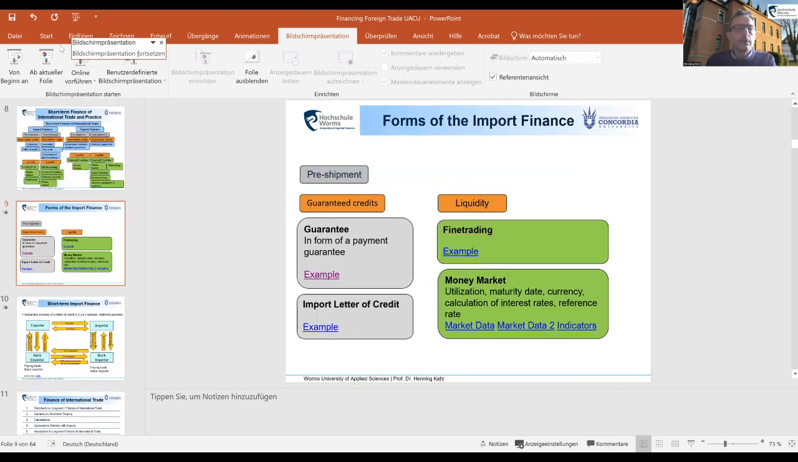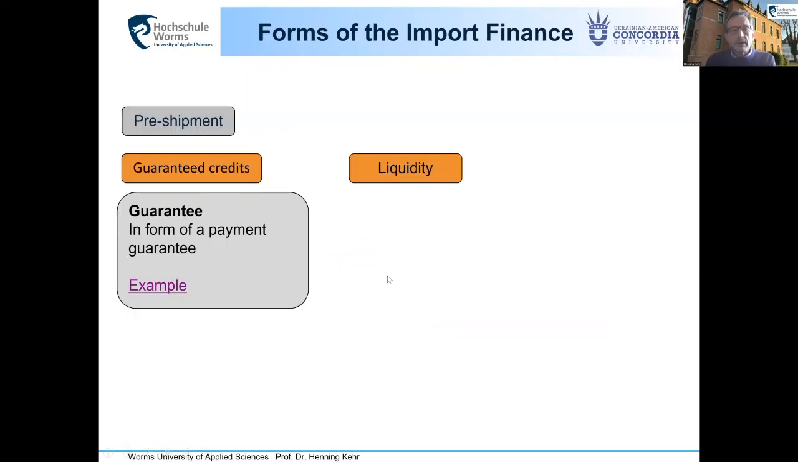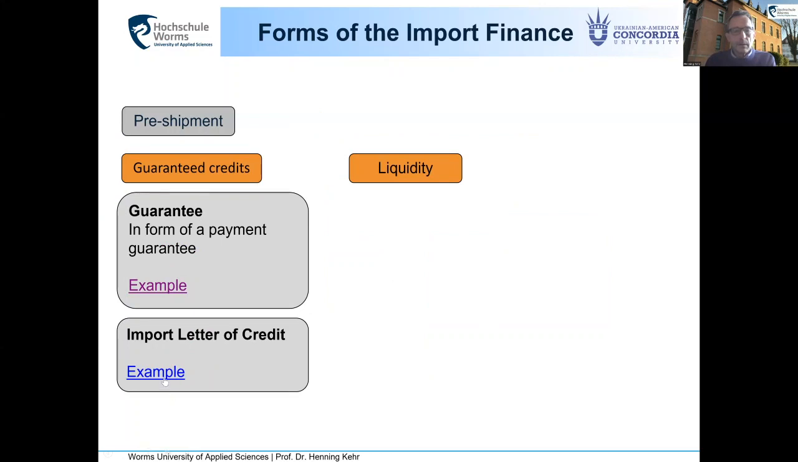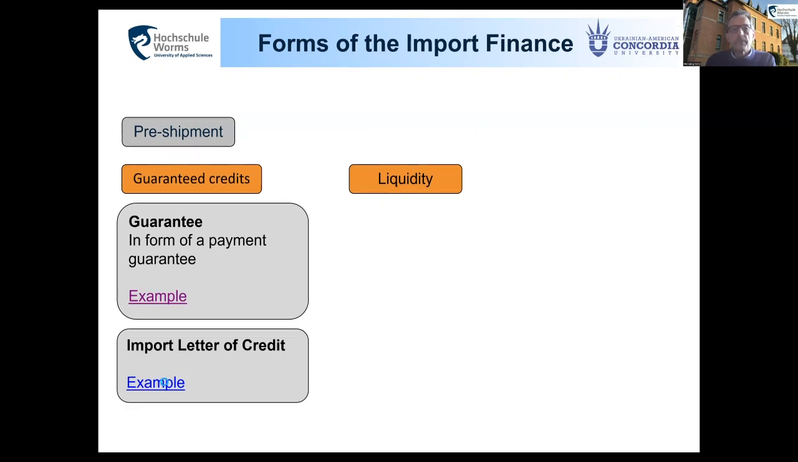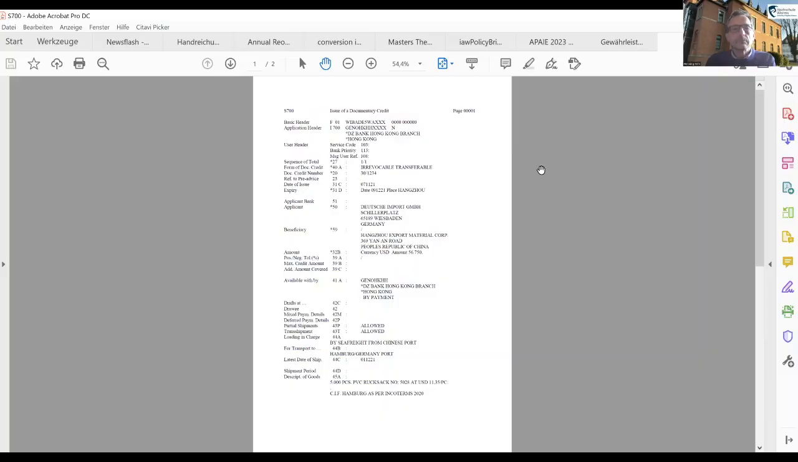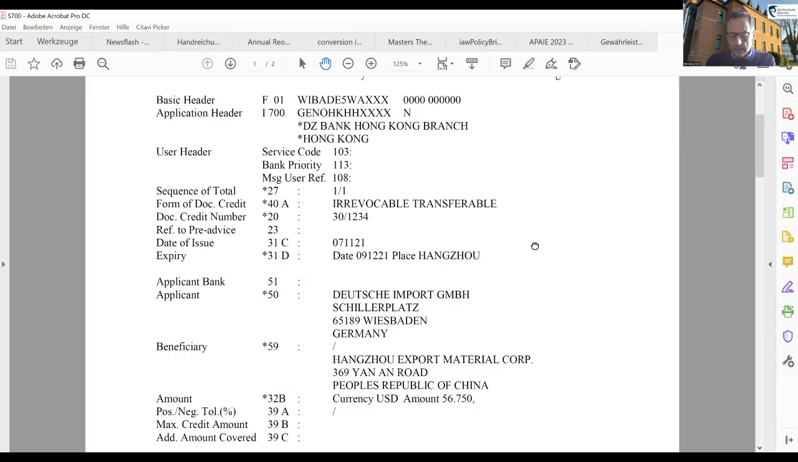Coming back to the presentation. Second example for guaranteed credit, so no liquidity at the moment, is that one here. So the case to explain.